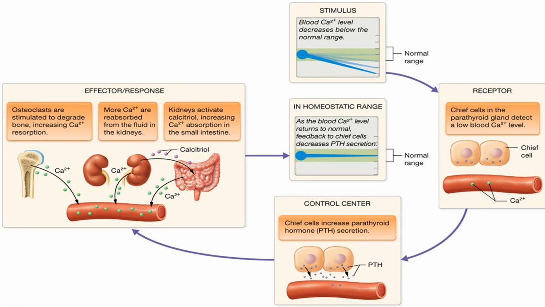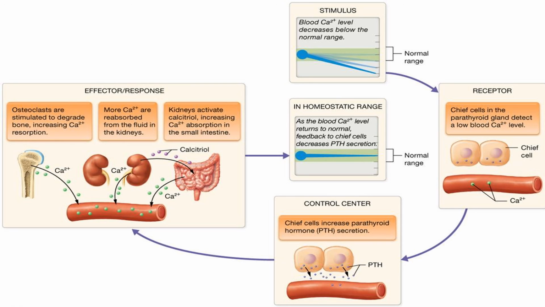The chief cells, acting as the control center, are going to increase their production and secretion of parathyroid hormone into the blood. This is going to affect the function of its target cells in bone, in this case the osteoclasts, as well as the kidneys and the small intestine. In addition, it's going to stimulate that conversion from inactive vitamin D to active calcitriol. All of these work together to increase the concentration of calcium ions in the blood.